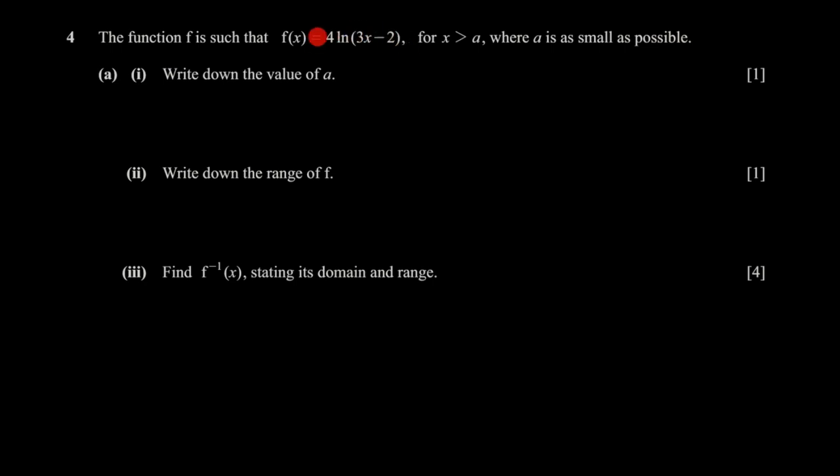Okay, well, for a logarithm, the argument of the logarithm, which means this 3x minus 2, must be a positive number, so it must be greater than 0. So 3x minus 2 must be greater than 0 at all times. So x is greater than 2/3. So if a represents the lowest possible value that x can be, then in this case, a must be equal to 2/3, okay?